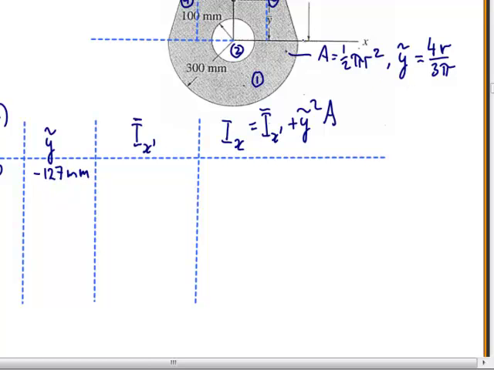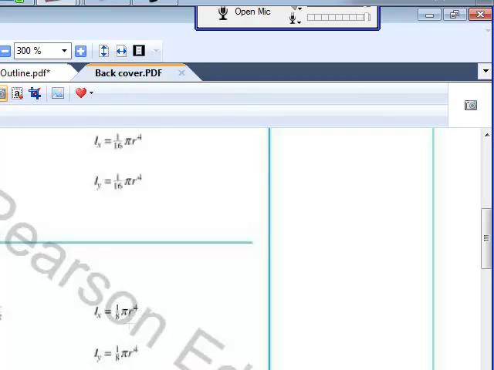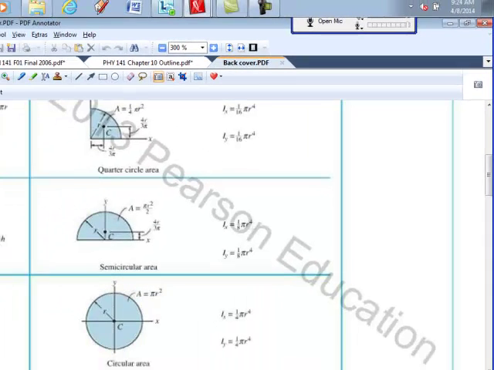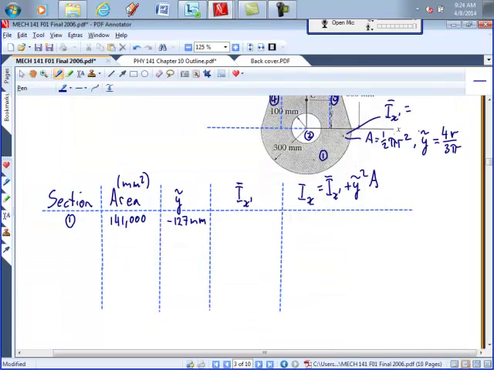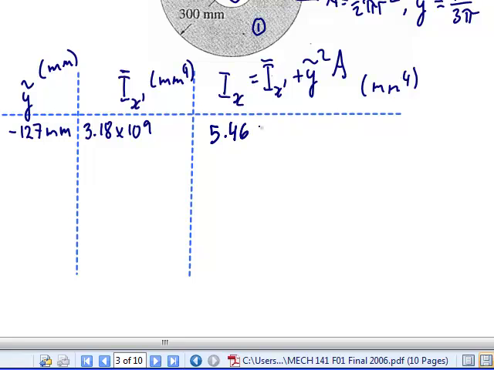The moment of inertia for the semicircle is something we derived before, but it's also in the back cover. And it's 1/8 pi r to the 4, which is 3.18 times 10 to the 9 millimeters to the 4, and then just apply the parallel axis theorem. That's millimeters to the 4th as well.